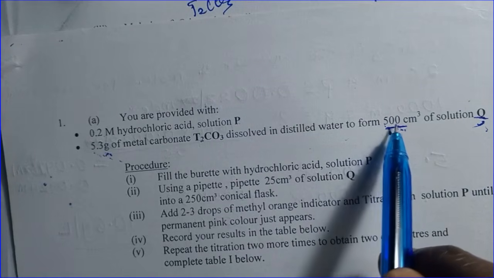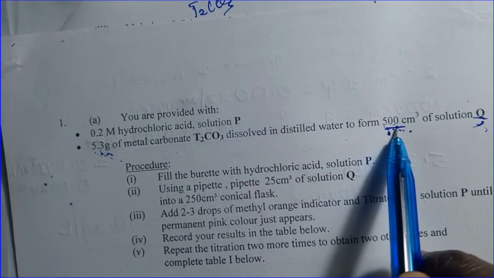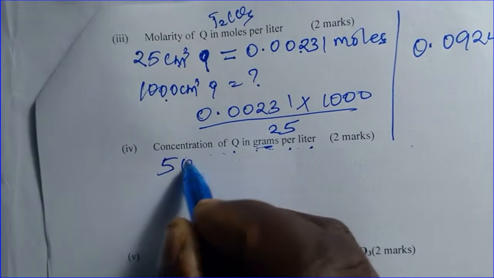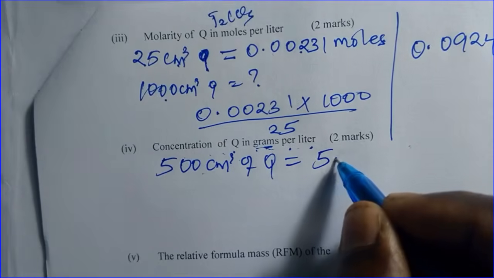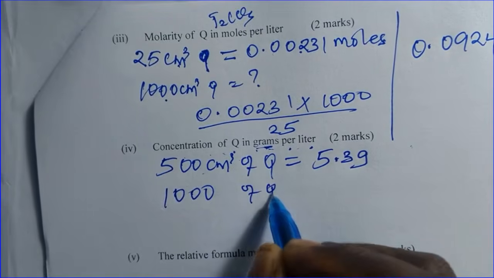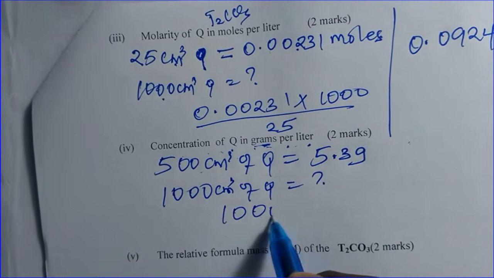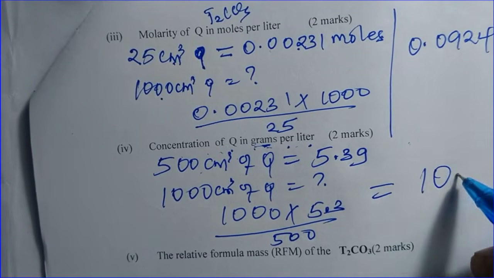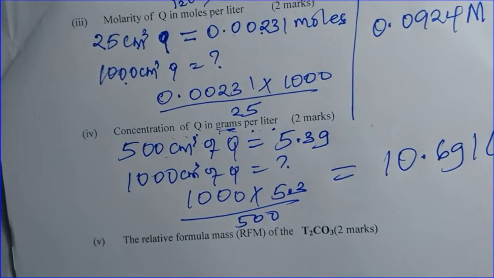So we know the mass in 500. A liter is 1000. So we'll say this is in 500. What about 1000? So 500 centimeters cube of Q contains 5.3 grams. A liter will contain how many? That's 1000 times 5.3 divided by 500, and that one will be 10.6 grams per liter, and that is what we wanted to calculate, mass in grams per liter.